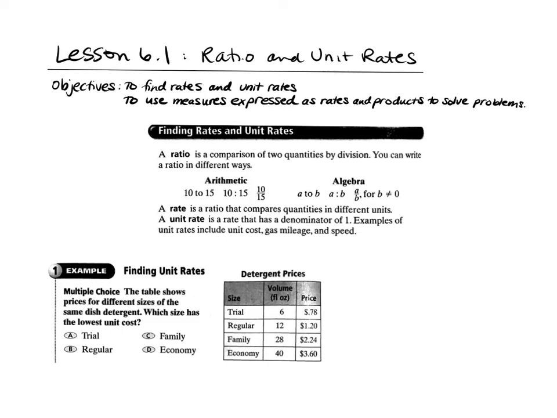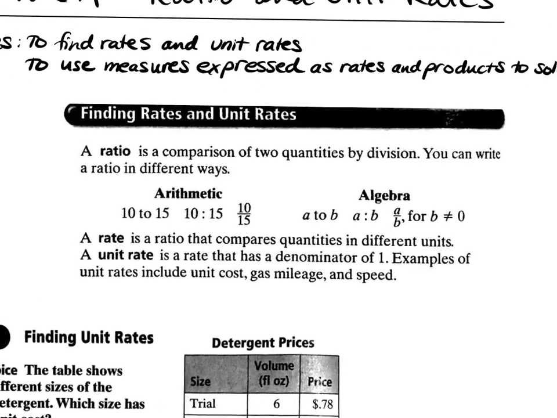Okay, this is your pre-algebra video lesson for lesson 6.1, ratio and unit rates. So objectives are to find rates and unit rates and to use measures expressed as rates and products to solve problems. Okay, so the first thing we're going to look at is finding rates and unit rates.